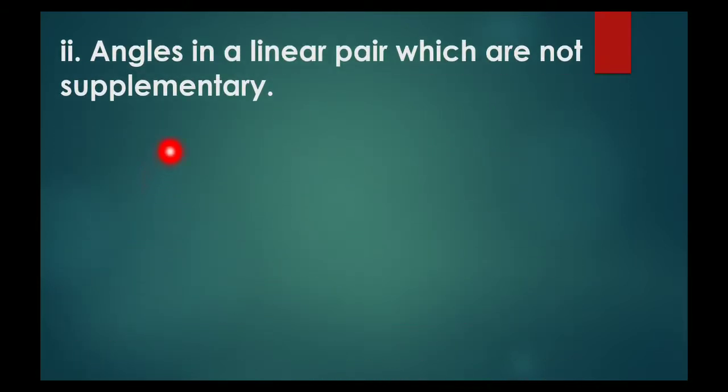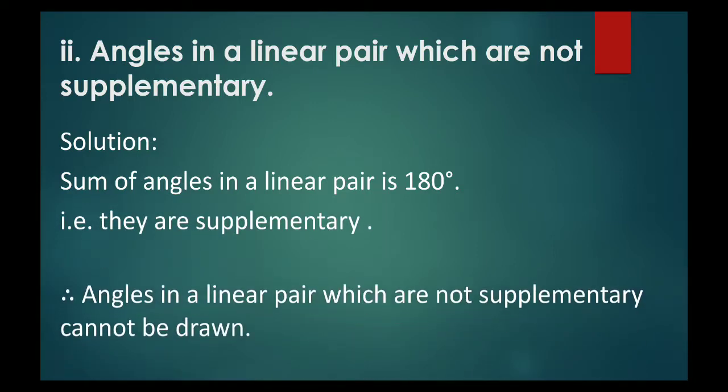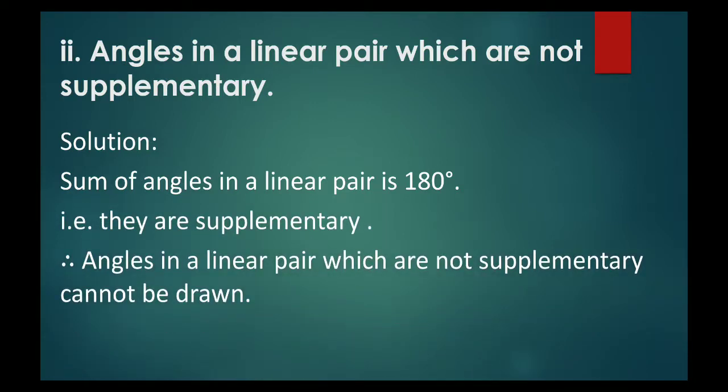Now, angles in a linear pair which are not supplementary. The angles should be a linear pair, but not supplementary. Angles in a linear pair are always supplementary, so the statement is wrong. The sum of the angles in a linear pair is 180. We have corrected the statement. Write it down in your notebook as the teacher has given here.